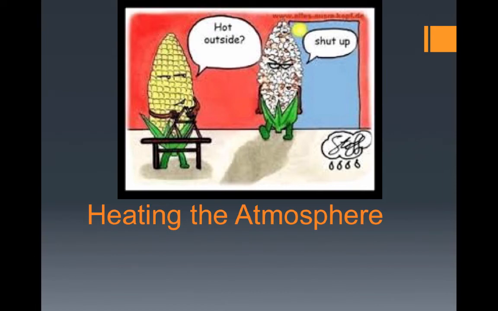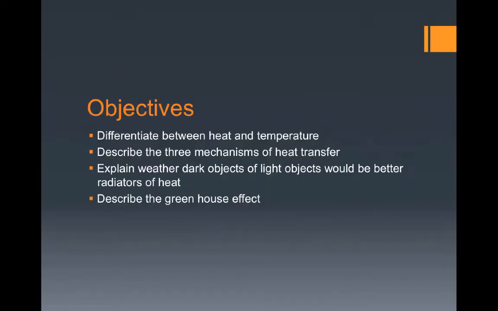Today we're going to talk about heating the atmosphere and the difference between heat and temperature. Our objectives for the day are to be able to differentiate between heat and temperature, describe the three mechanisms of heat transfer, explain whether dark objects or light objects will be better radiators of heat, and describe the greenhouse effect.